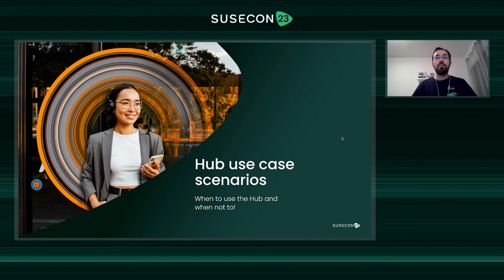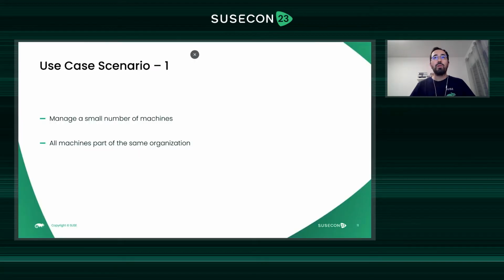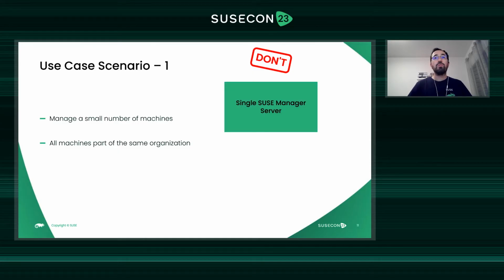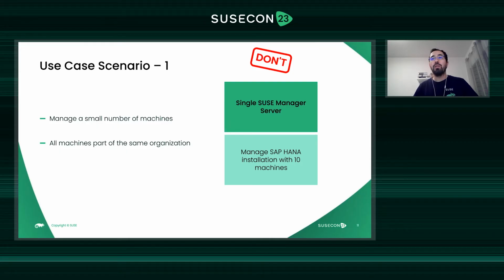Now it's time to look at some hub use case scenarios and where to use the hub and where not to use it. Let's start with the simplest one: managing a small number of machines, where all the machines are part of the same organization. In this case, you don't need to use the hub, because you can just use one single SUSE Manager server that is able to manage all these machines in just one instance. One example of this is managing a SAP HANA installation with 10 machines, for example.